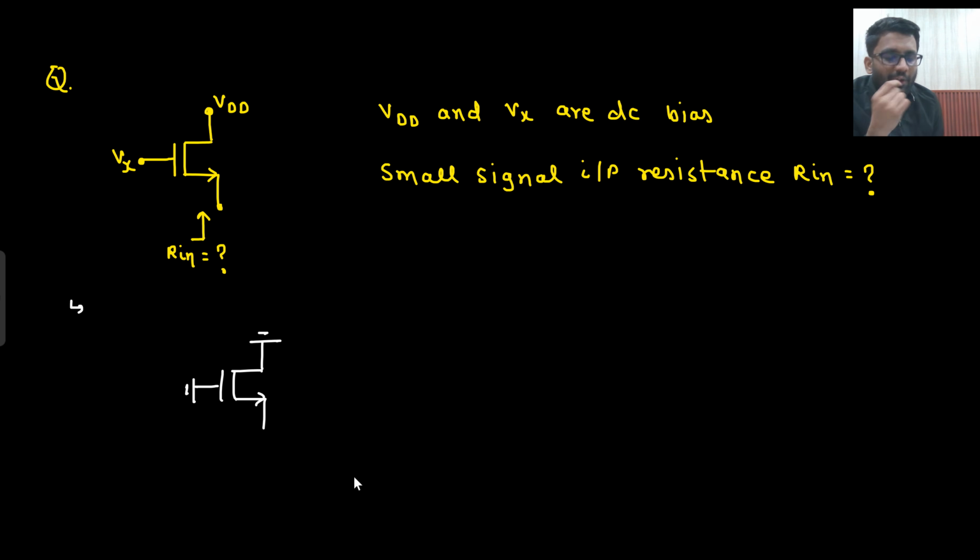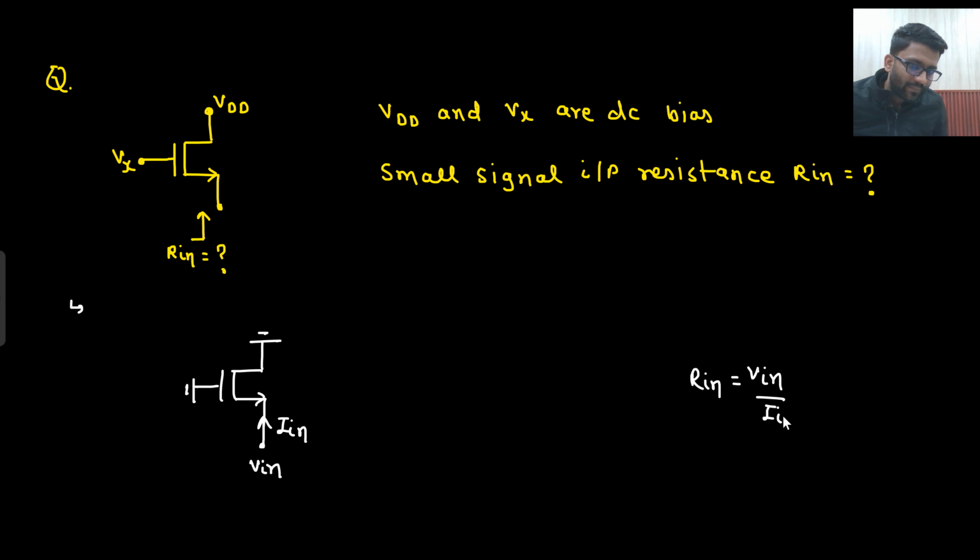V in. If you need to find any resistance, what do you do? If I need to find any resistance from anywhere, from here I need to find V in. So what I will do? Here I will apply V in and get some I in out of it. I will apply some V in, get some I in out of it. So what will be my answer? My R in would be V in by I in.